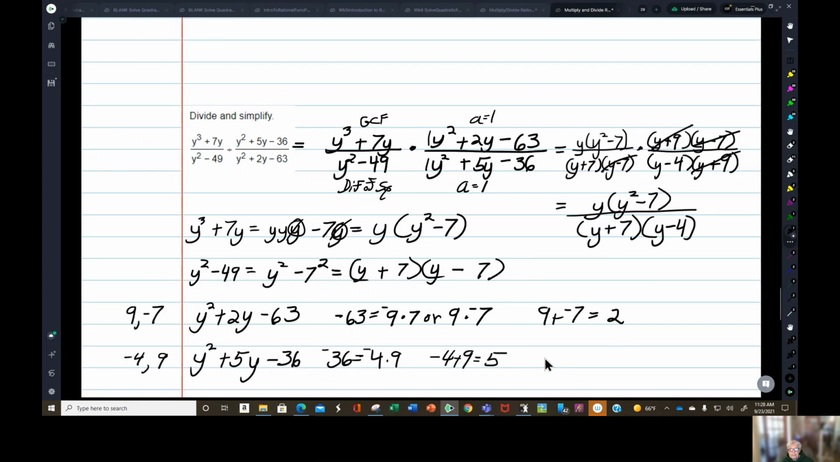How's that look? First, I changed this to multiplying by the reciprocal of the second fraction. Then I looked at the top, the bottom, the top, the bottom, and figured out my strategy before going into it. And I think that made things easier, helping me to kind of work out in my mind what I was going to do.